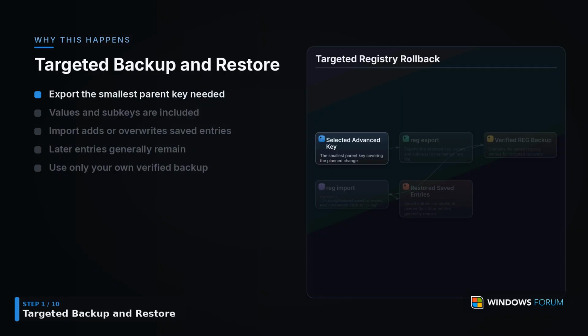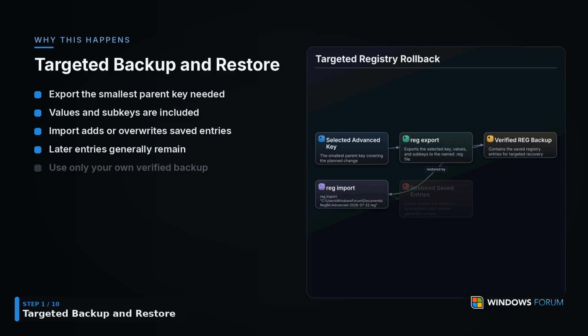A targeted registry export gives you a precise rollback aid rather than a complete PC backup. When you export the selected advanced key, the file includes that key, its values, and every subkey beneath it. Importing the file later adds or overwrites the entries recorded in the backup, but it generally leaves values or subkeys created afterward in place. That is why you select the smallest parent key covering the planned change and merge only a backup you created and verified yourself.